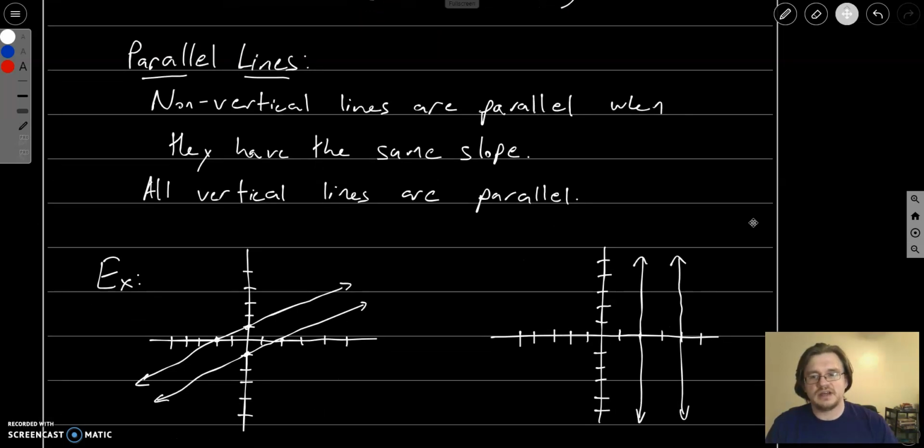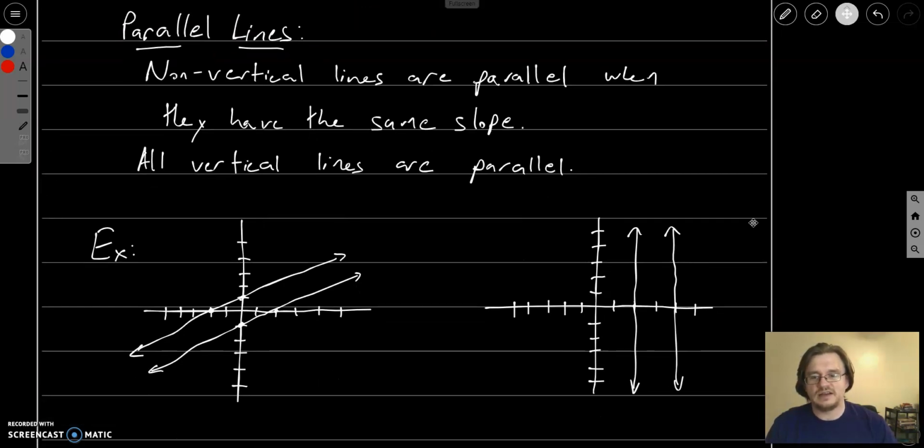And parallel lines, as I've drawn down here, are lines that will never meet. Essentially, they're pointing in the same direction. They're just off by a little bit. But because they're pointing in the same direction, they will always stay the same distance apart the whole way as you travel along these lines. So non-vertical lines are parallel when they have the same slope. So both of these lines will have the same slope.